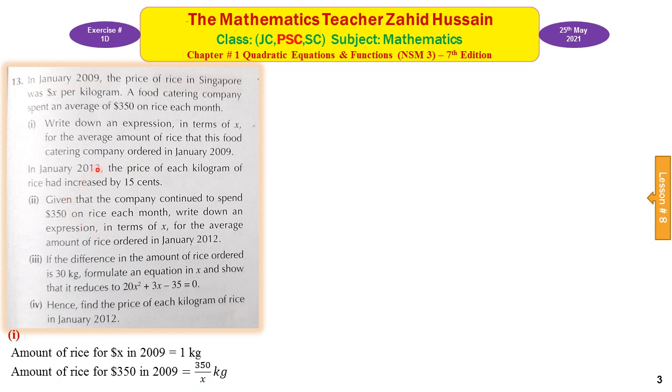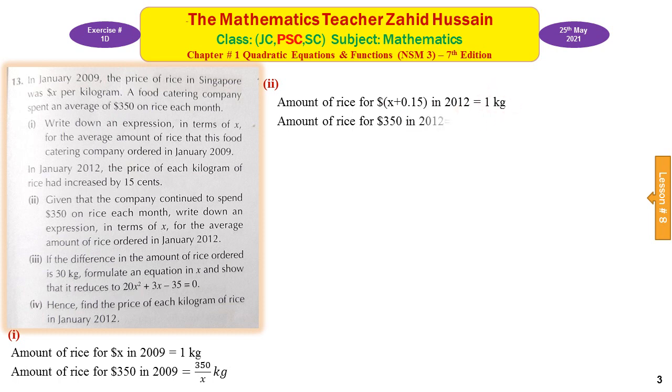In January 2012, the price of each kilogram of rice has increased by 15 cents. In 2009, price is $x per kilogram. This price is increased by 15 cents. So to convert cents into dollars, we will divide 15 by 100 and we will get 0.15. So price of 1 kilogram of rice in 2012 is x plus $0.15.